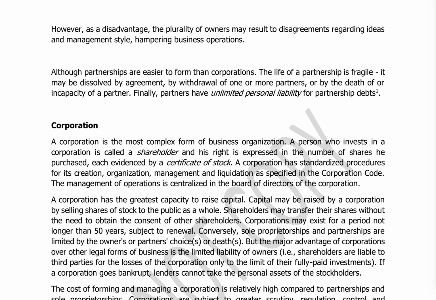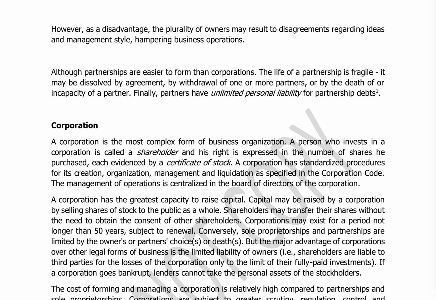Okay, so although partnerships are easier to form than corporations, the life of a partnership is fragile, or it may be dissolved by agreement, by withdrawal of one or more partners, or by the death or incapacity of a partner. So, ayun din pala. So, aside from the unlimited personal liability, aside from the limitation in capital as compared to corporation, yung life din ni partnership is limited. Pag kasi general partnership yan, pag namatay lang yung isang general partner sa partnership, dissolve na agad yung partnership. Or pag nag-withdraw ang isa sa mga partners, dissolve na agad si partnership. Okay? Yun yung life ni partnership.